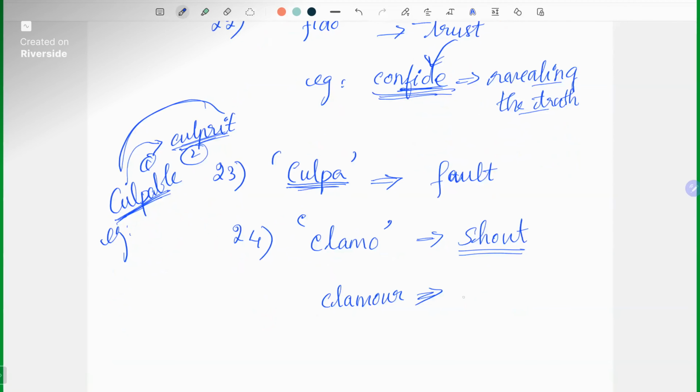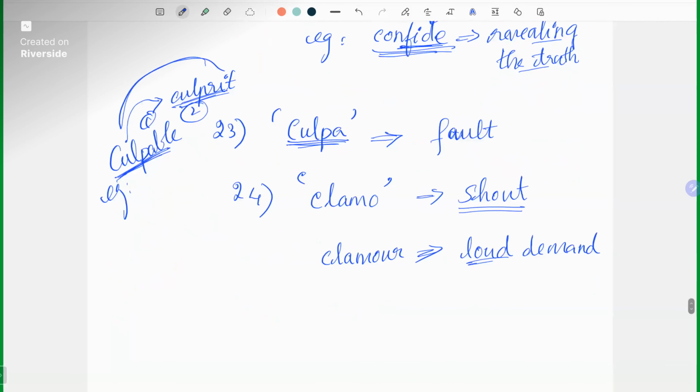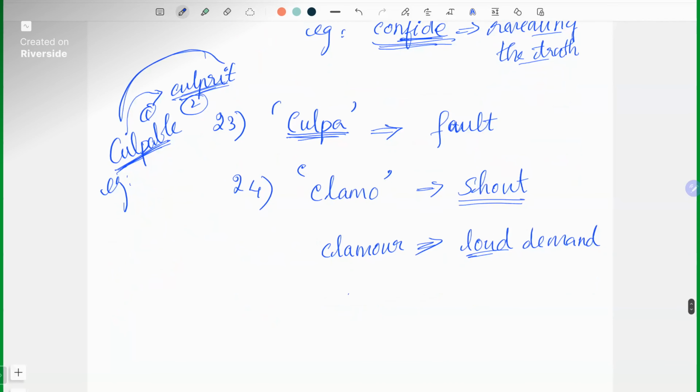To be loud about a demand. Something loud, a loud demand. That is clamor, clamoring, shouting. Even claim, declaring. Please relate it; this is how words derive. From shouting to declaring, claim.